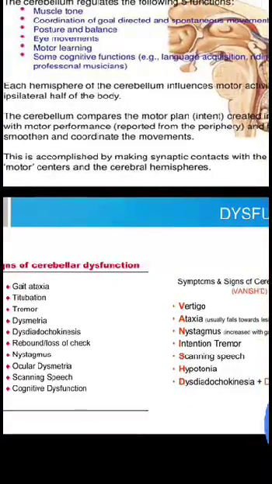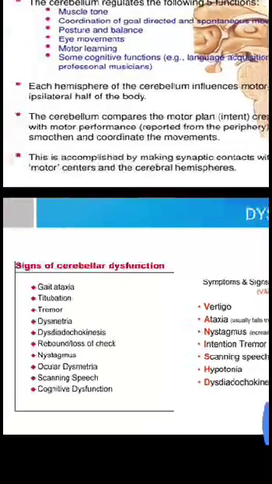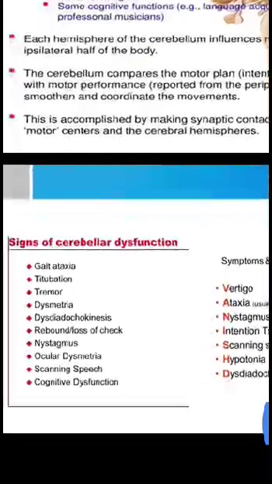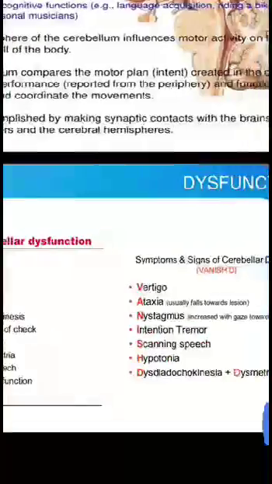Then coming to cerebellar dysfunction. There will be a drunken gait, so-called gait ataxia, titubation, tremor, dysmetria, dysdiadochokinesis, loss of check, that is rebound, then nystagmus, alternating to-and-fro motion of the eyeball, ocular dysmetria, scanning or staccato speech, and cognitive dysfunction.